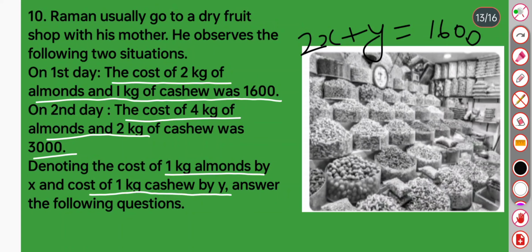Similarly, for the second day, 4 kg almond means 4x, plus 2 kg cashew means 2y. It will cost 3000. Now, based on this, we have to answer some questions. Let's see our first question.